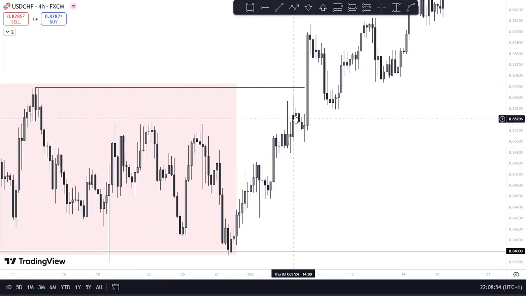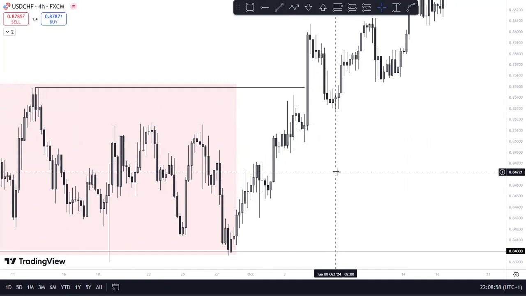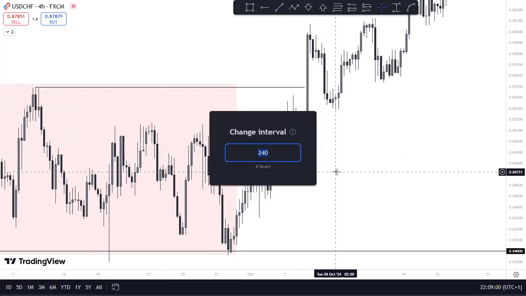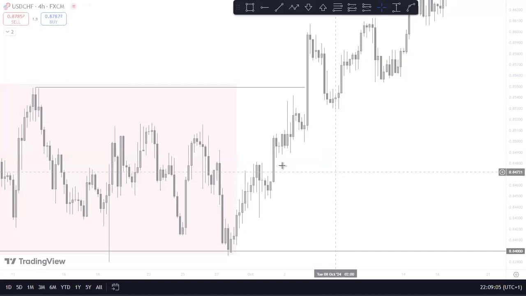On the 4 hour time frame, you have just seen this week, but this week now serves as a breakout block on a lower time frame. I'll show you how. Let's say 60 minutes. That is 1 hour.